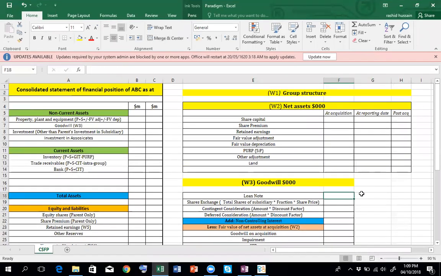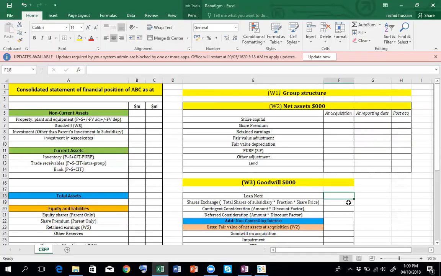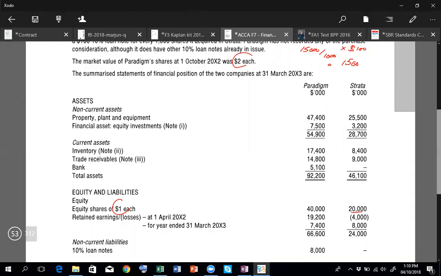So first of all, you have the loan note. We have the balance of the loan note of 1,500. We have calculated it. Let's put it over here, 1,500. Then you have the share exchange, which was 12,000. So we have already put that in the consideration, right? Now let's go to the rest of the question.